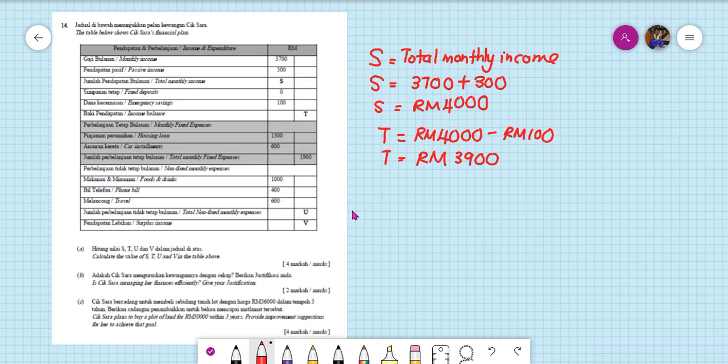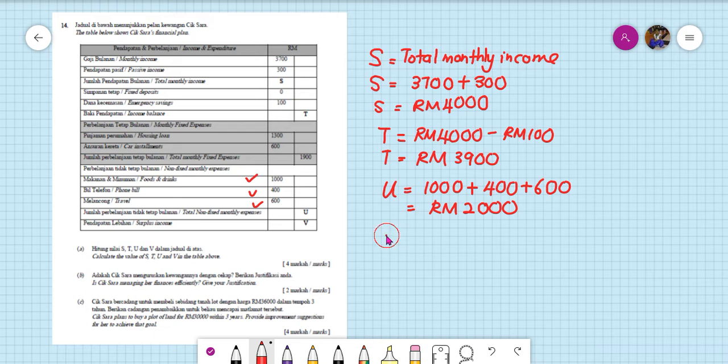Then looking at the next question, which is letter U. Letter U is the total non-fixed monthly expenses. So what is U? U is the sum of 1,000, 400 and 600, which totals up to RM 2,000.